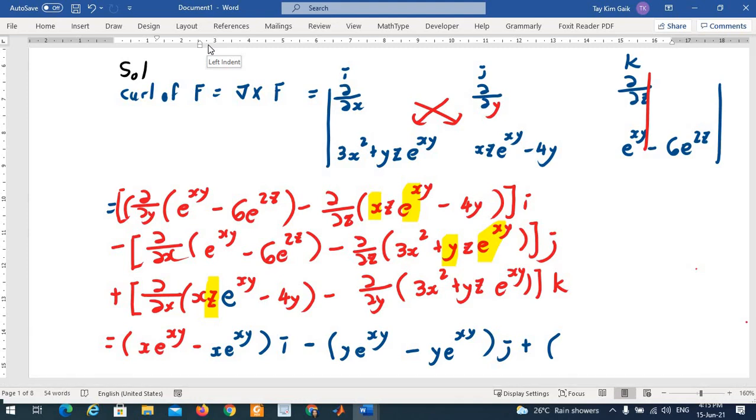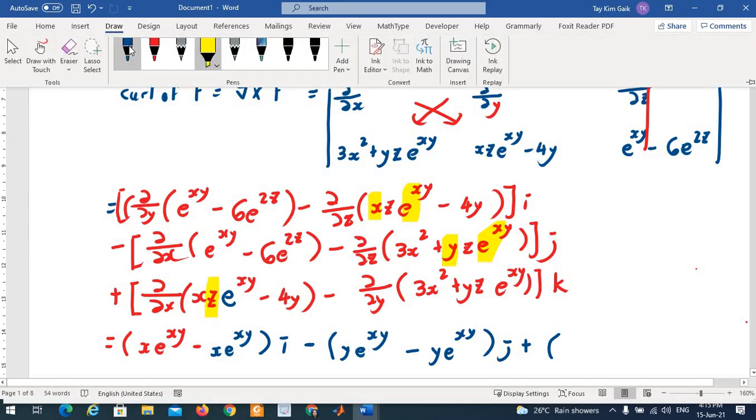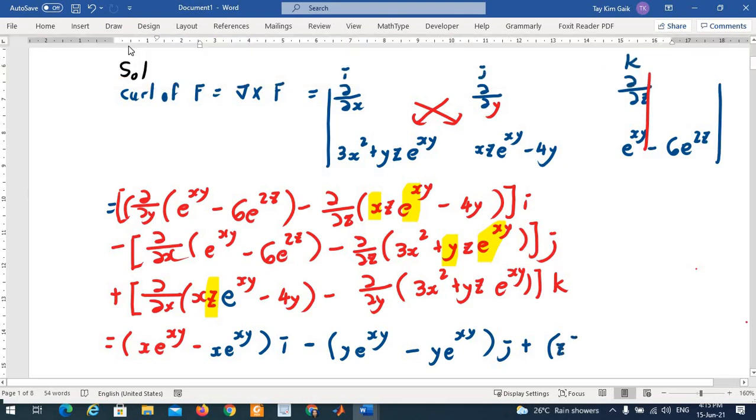For ∂/∂x of z e^(xy), you have to use the product rule. Z is constant, so you may factor out the z. Then ∂/∂x of x e^(xy), you apply the product rule. You have uv, so d/dx of uv is u v prime plus v u prime, where u is x and v prime is y e^(xy).